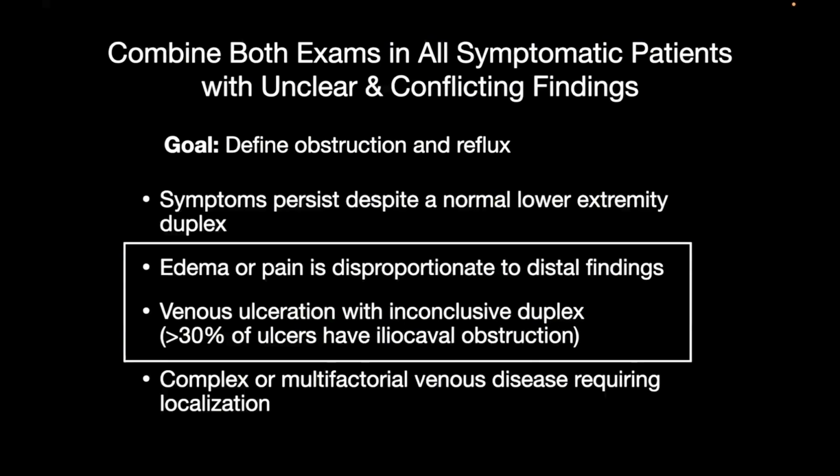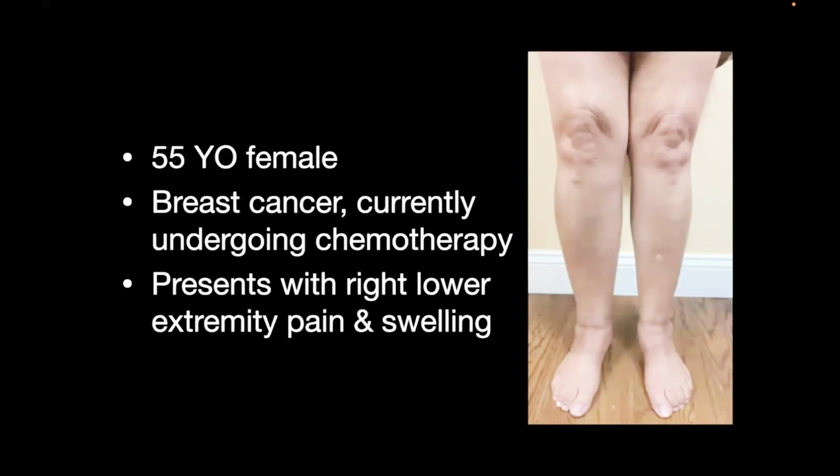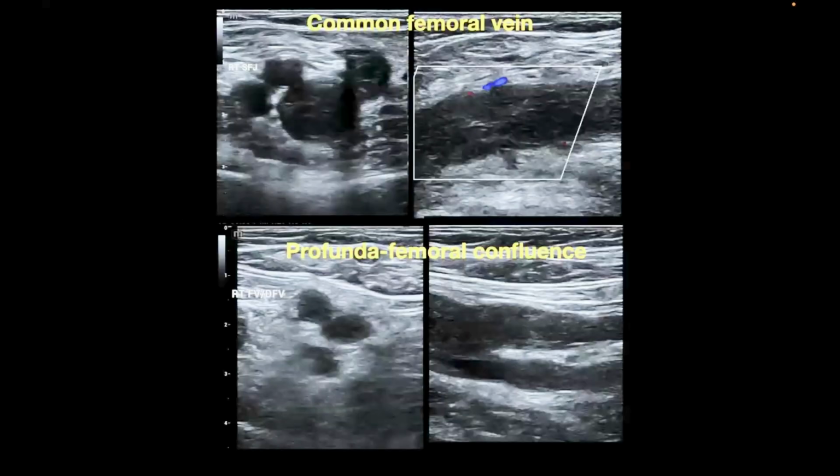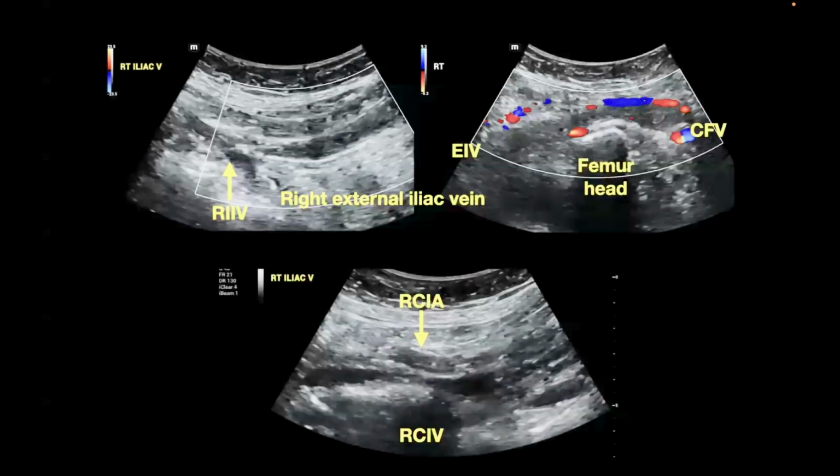So with that, I want to just show you a couple of mini little case studies to bring in these points that have been made. So here's a patient, 55 years of age, breast CA, undergoing chemo. She's got a symptomatic right leg. And when we did our lower extremity evaluation, she's got acute DVT, femoral, common femoral down into the popliteal and the tibial vessels. So the next step is to define the proximal extent.